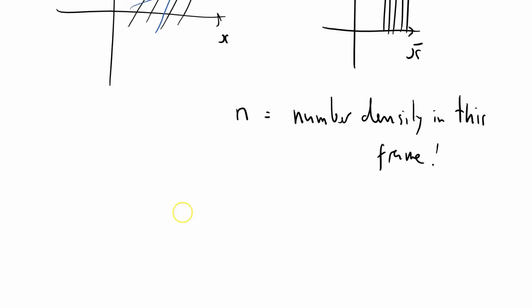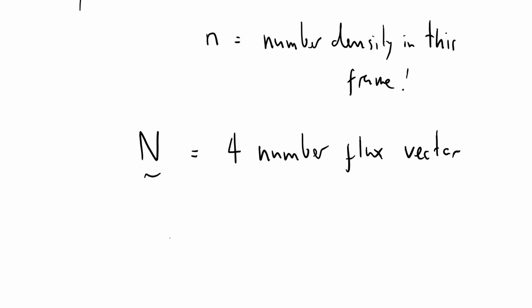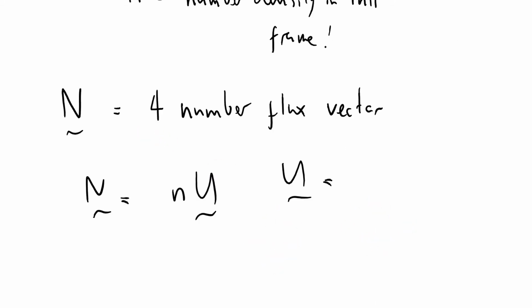And I'm going to define N, which equals the 4-vector. Different people call it different things, but I'm just going to call it the 4-number flux, the 4-number flux vector. N equals n u, where u equals the 4-velocity of the particles.